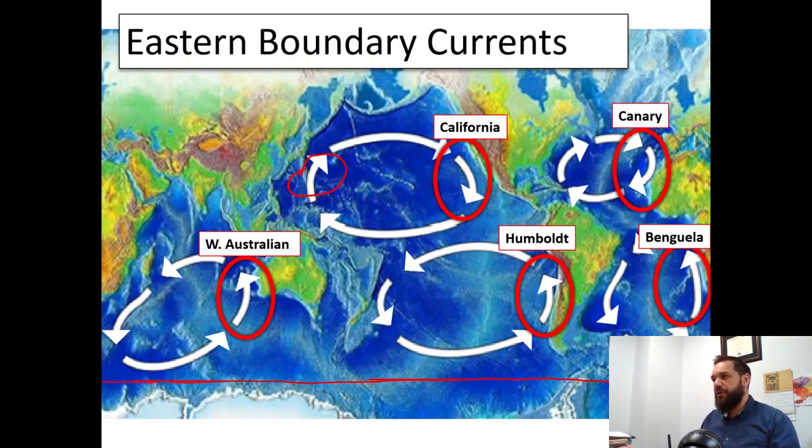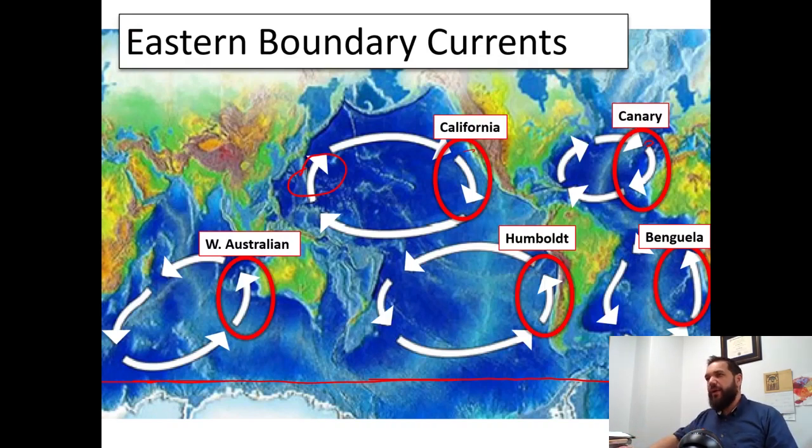There's the California current right here. There's the Canary current, the Benguela, the Humboldt, and the Western Australian current. So those are the five that you should know. There are only five of these eastern boundary currents, even though there are six gyres, and it's because that westward drift gyre in the Southern Ocean is different than the other ones. It's going around the whole world instead of directing water towards the equator and away from the equator, et cetera.